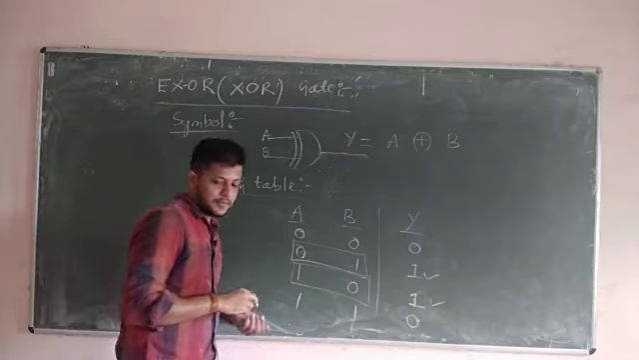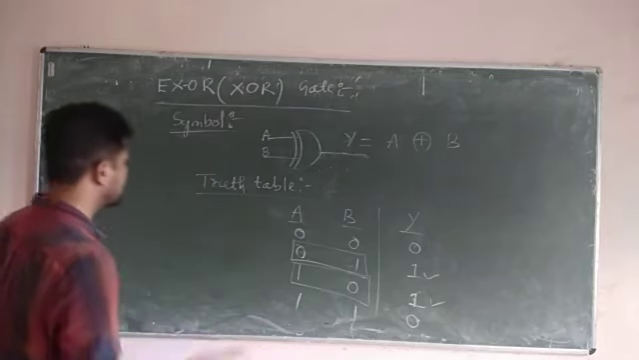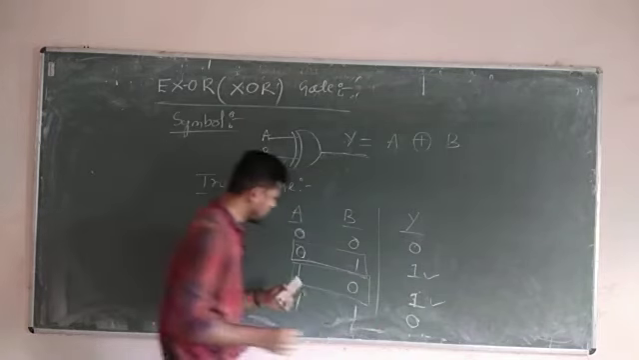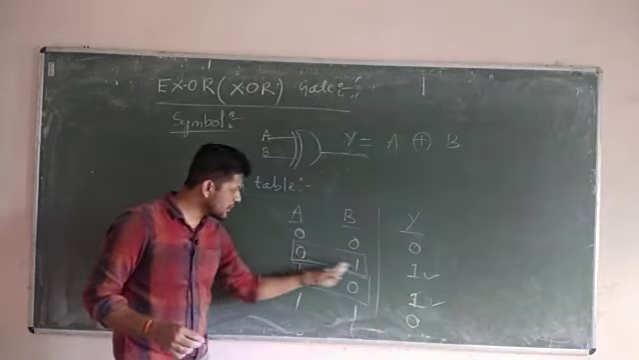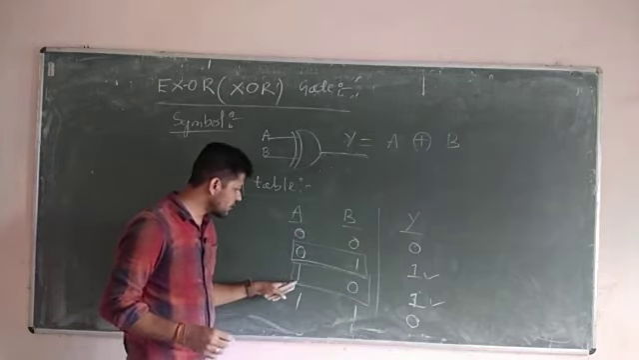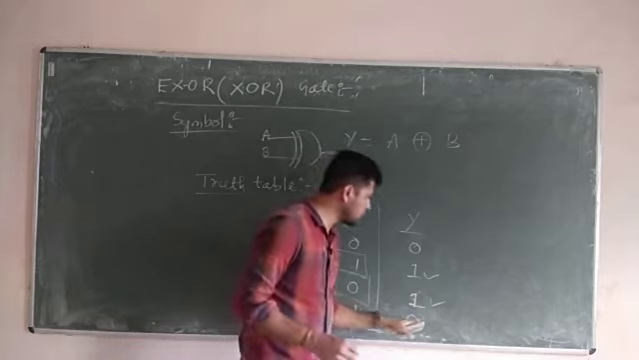So first, we will see when this expression is 1. That means when A is equal to 0 and B is equal to 1, then the output will be 1, or when A is equal to 1 and B is equal to 0, then only the output is equal to 1.